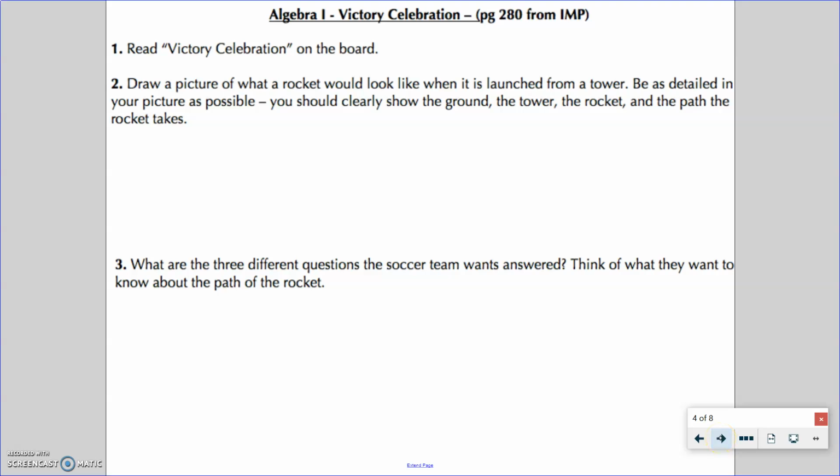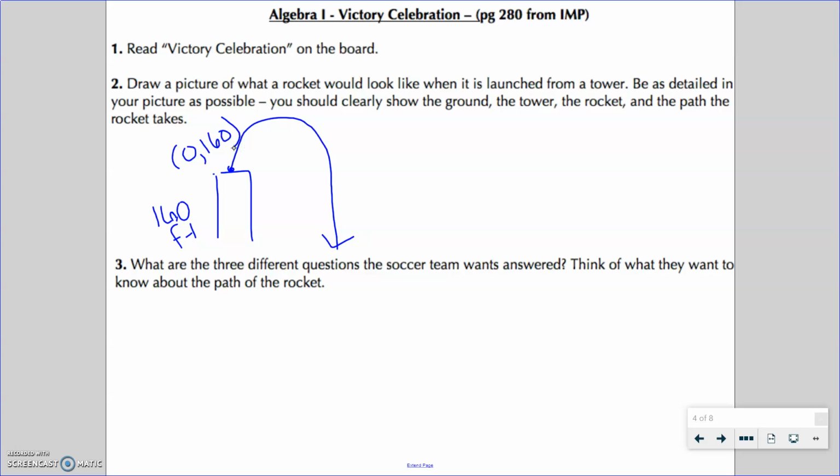So we already read victory celebration. Yay, we're good there. Now we need to draw a picture of what the rocket would look like. So we have this, they said it was being launched off a tower. The tower was 160 feet off the ground. So the rocket's going up into the air and hitting the ground down like this. A lot like our warm-up question, honestly. So I'm kind of thinking of this height right here as our y-intercept of (0, 160).